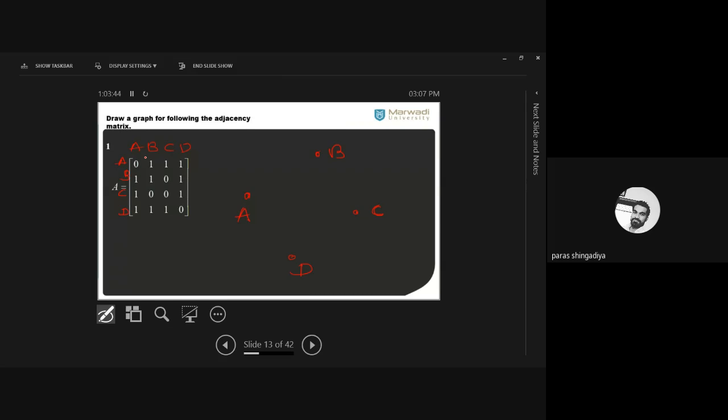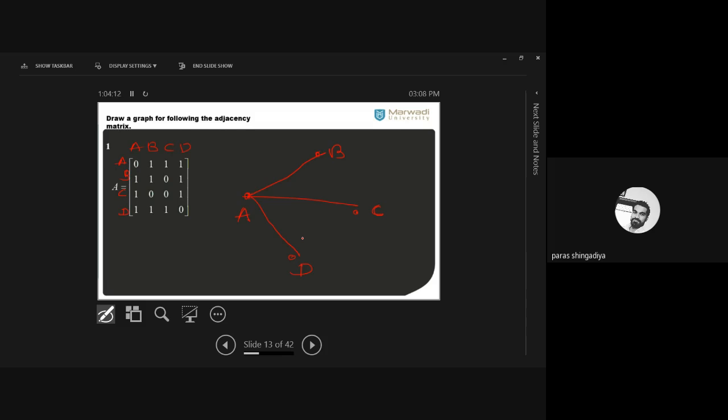A to B is 1. What does it mean? To create an edge between A and B. Clear? Then A to C is also 1, to make an edge between A and C. A to D is also 1, to make an edge between A and D. So which shape will you get? Connect A to B, then A to C, and then A to D. That is from the first row.